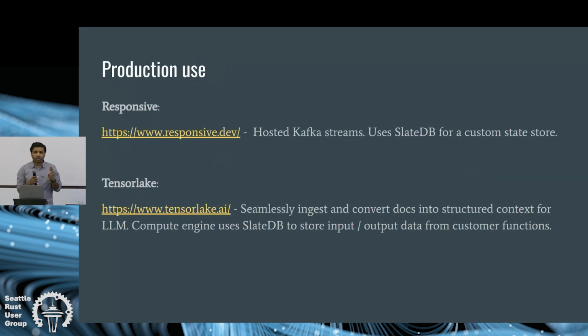There are two companies that are using it in production today. One is Responsive. Responsive is hosted Kafka Streams. They use SlateDB for a custom state store, and TensorLake is an AI company. They ingest documents and create context for LLMs. They use it for storing data as well.